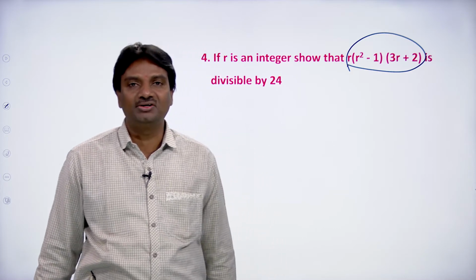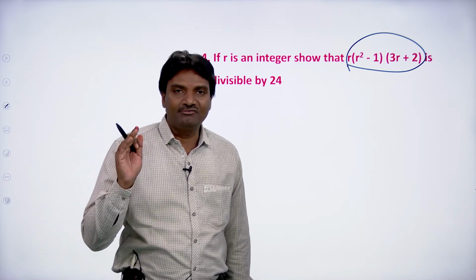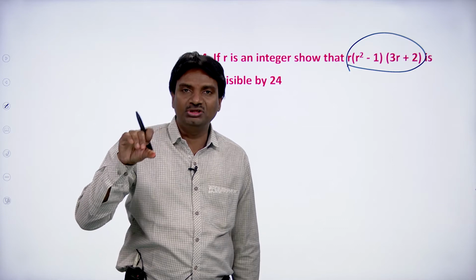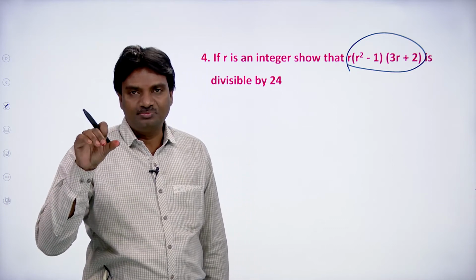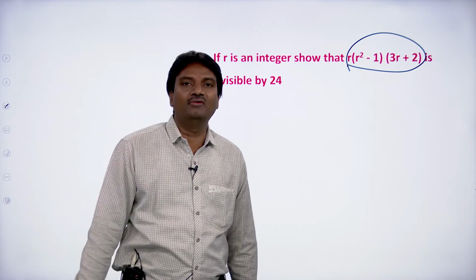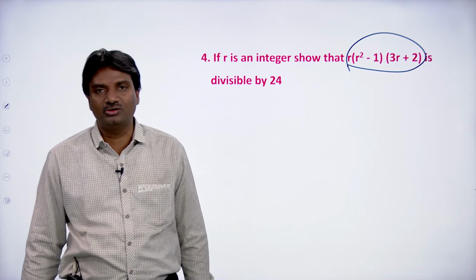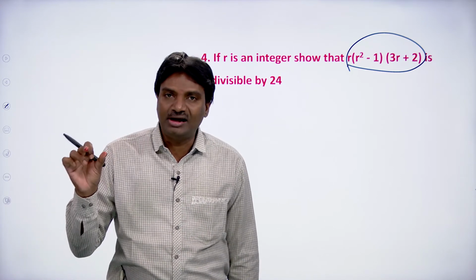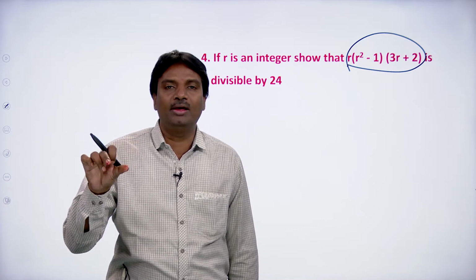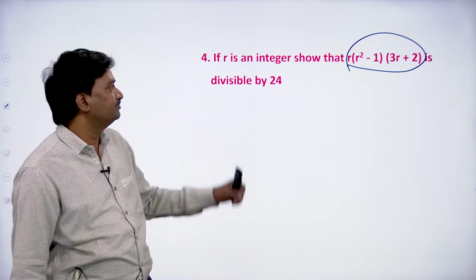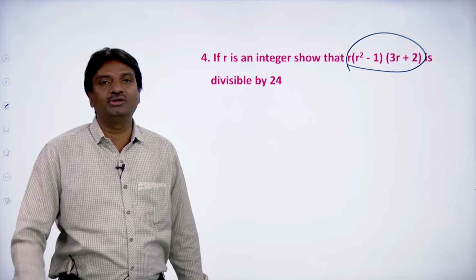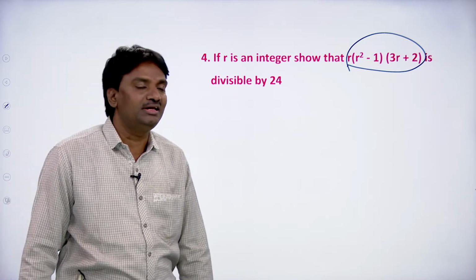Already I told you in the last class, we can define the factorial for positive integers only. In the special case, we can take the factorial of 0 as 1, that is 0 factorial equal to 1. We cannot define the factorial for negative numbers and fractional numbers. If r is an integer, we have to consider it as a positive integer only.